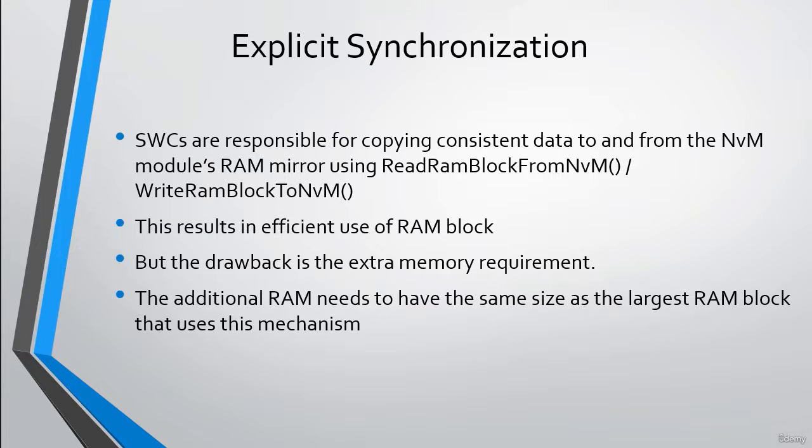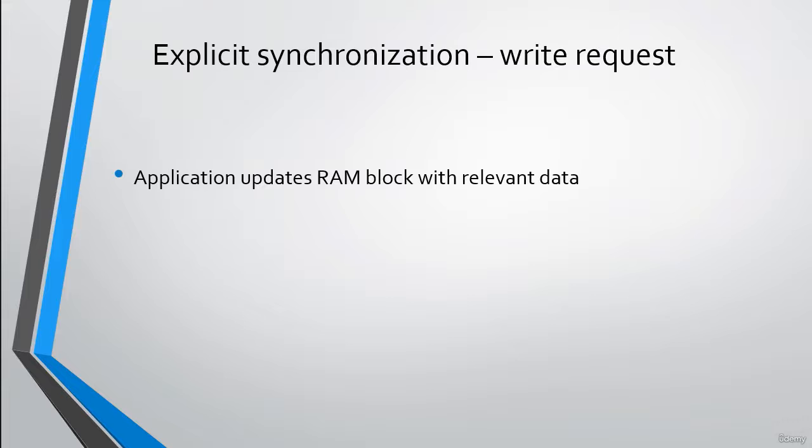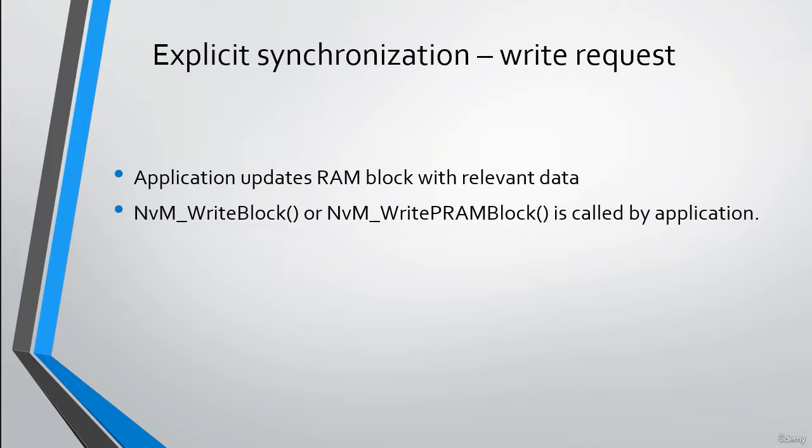Now let's discuss the explicit single block request and the multi-block request. Explicit synchronization write request, that's a single block write request. Here the application updates the RAM block with relevant data. That's the first step. It's very similar to the previous case. Next, NVM write block or NVM write P RAM block is called by the application.